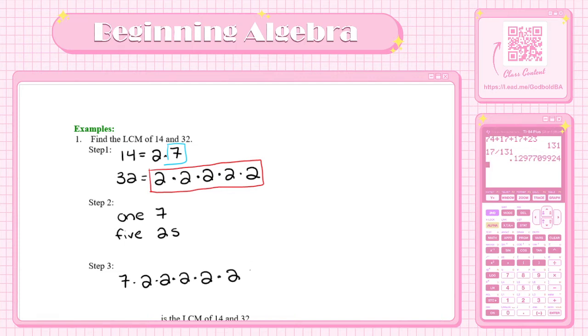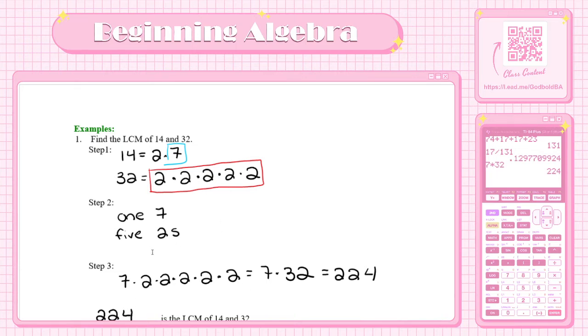Well, remember the 5 2's, that was just 32, right? So this is whatever 7 times 32 is. So 7 times 32 is 224. So 224 is the least common multiple of 14 and 32.